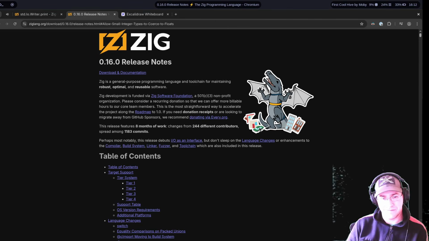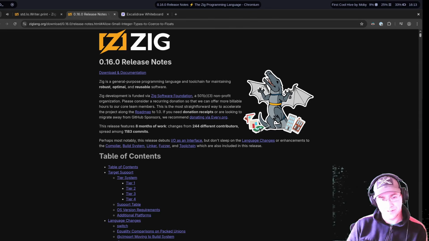Floating point format numbers exist in pretty much every programming language, so it's not something that's specific to Zig. But I think understanding the format is important as you start to learn how to program at a more lower level. And lo and behold, we get the 0.16.0 release.